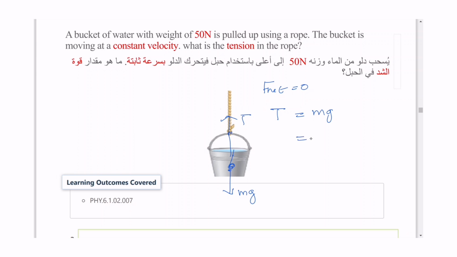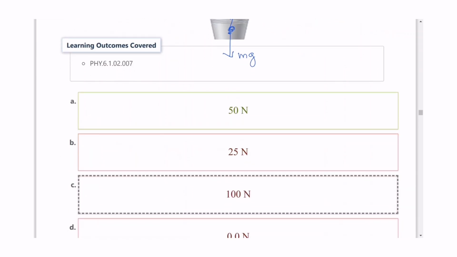And how to calculate tension? By calculating the weight you can calculate the tension. So tension is equal to mg. mg, the weight, right? The weight is equal to 50 Newton. 50 Newton is the weight of the bucket. So tension will be equal to weight. 50 Newton is the answer.